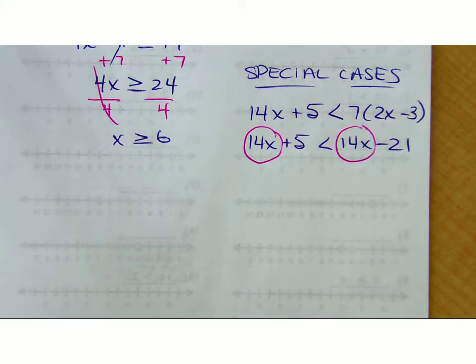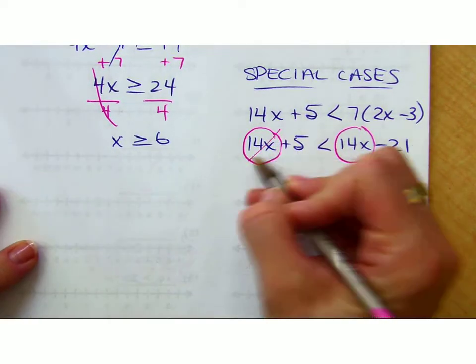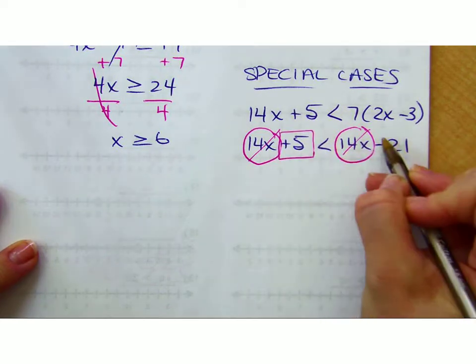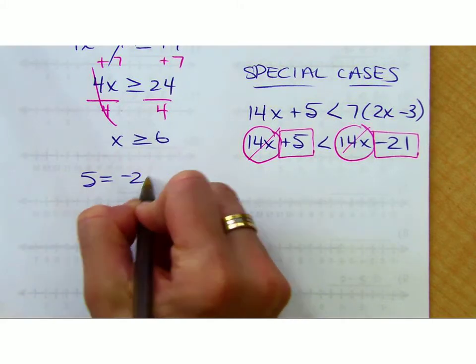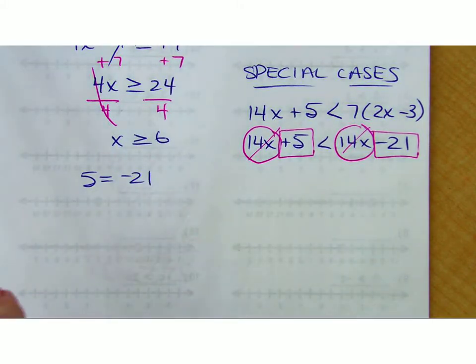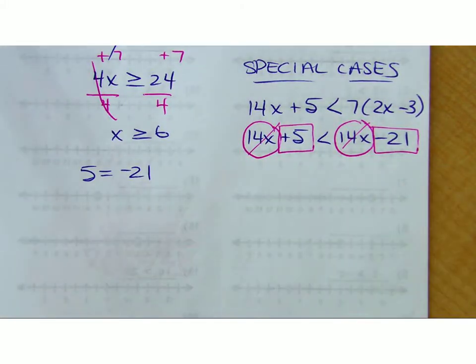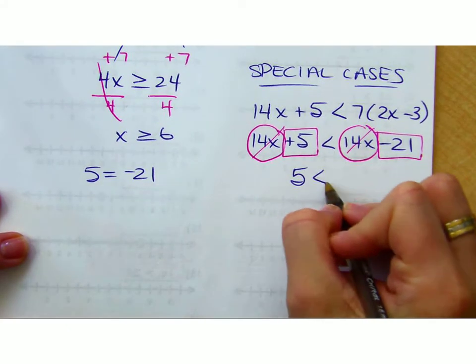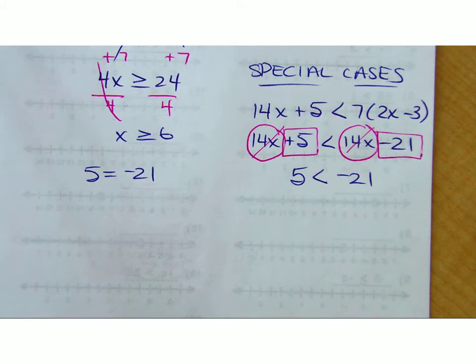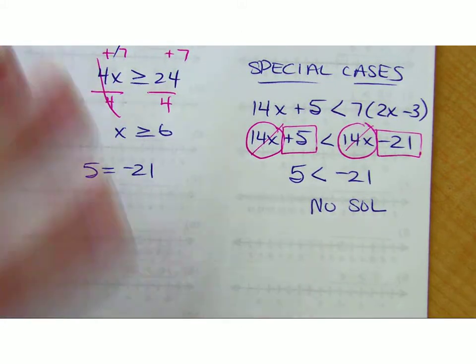Okay? At this point, you have enough information to give me an answer. Meaning, if you know these are going to cancel, if this was an equation and I had 5 equaling negative 21, I'd be able to stop and say, no solution. But that's not an equal sign. So because it's an inequality, just looking at 5 over here and negative 21 over here is not enough. I have to investigate a little bit further. So I have to see if 5 is in fact less than negative 21. Is it? No. In this case, the answer then is no solution because it's not less than it.